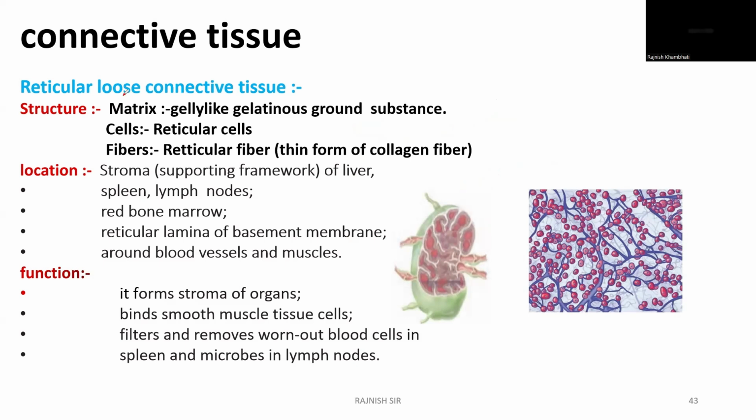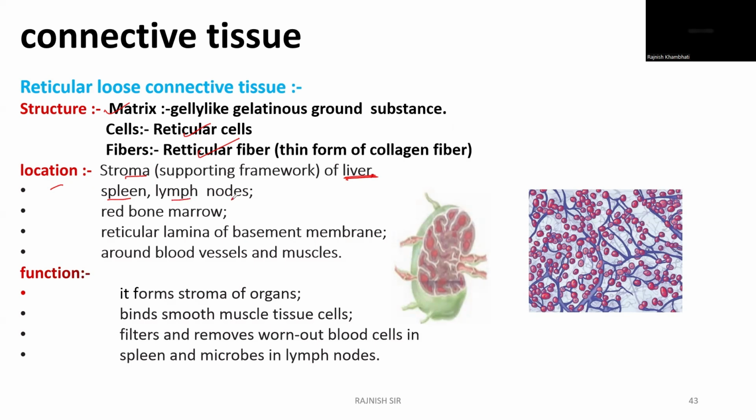Reticular connective tissue: matrix is jelly-like, gelatinous ground substance. Cells are called reticular cells and fibers are reticular fiber. What is a reticular fiber? A thin form of collagen fiber. Location is, you can see, in the stroma, meaning the supporting framework of the liver. In the liver, you can see them.